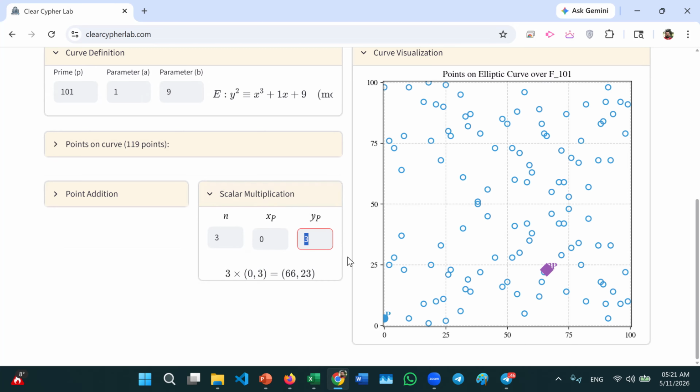Or maybe you want to multiply by 44. This is 0, this is 3, so this is the value, and 44 times the point equals 8 and 23, or 99 equals 91 and 98, right? Okay.